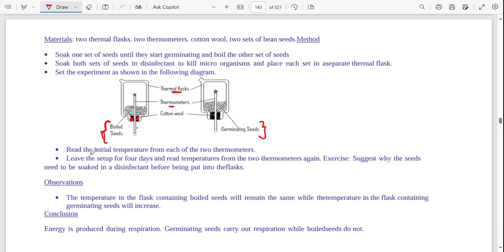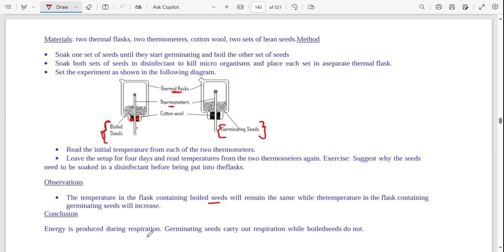So what you do is that you first read the temperature when you initially put these in these containers, the boiled seed and the germinating seed. And then you are going to leave this experiment for 4 days, and then you come later to read the temperature. So later on you are going to see that if the flask contains boiled seed, the temperature will remain, it will not change. While this one which contains a germinating seed, the temperature is going to increase.